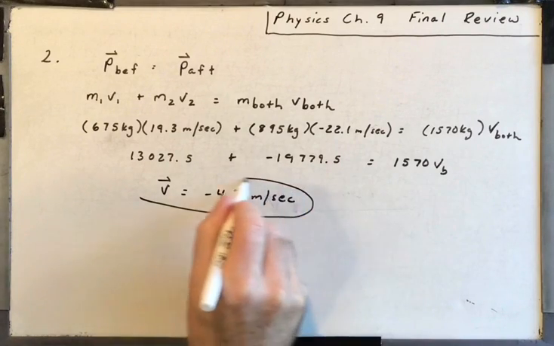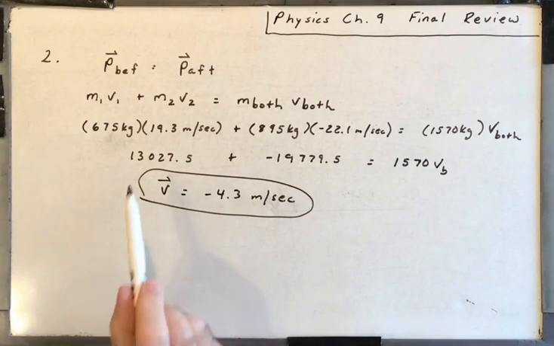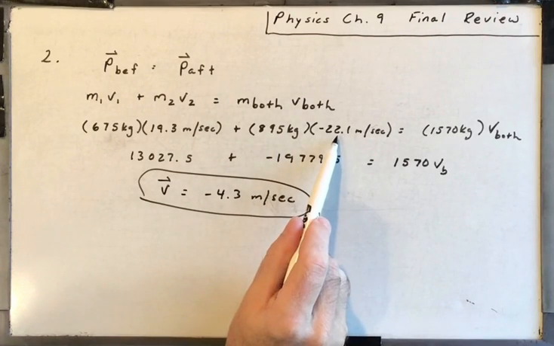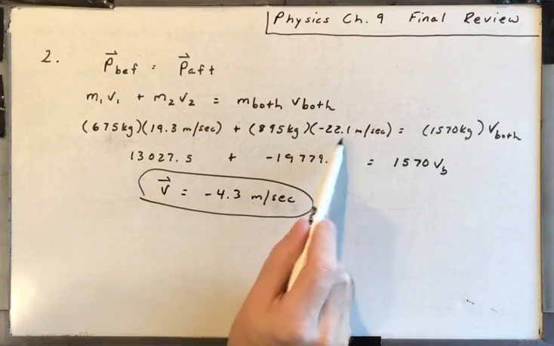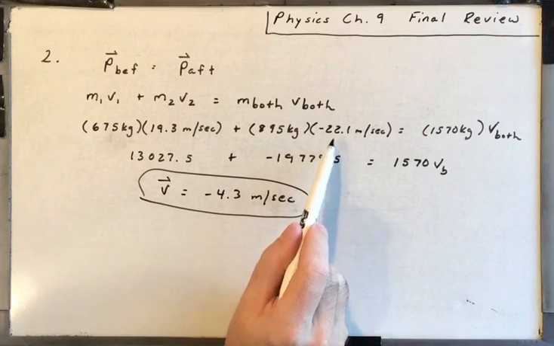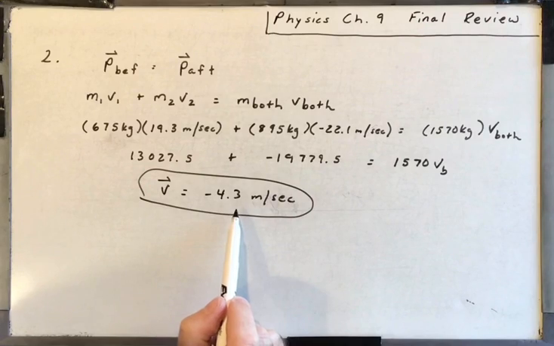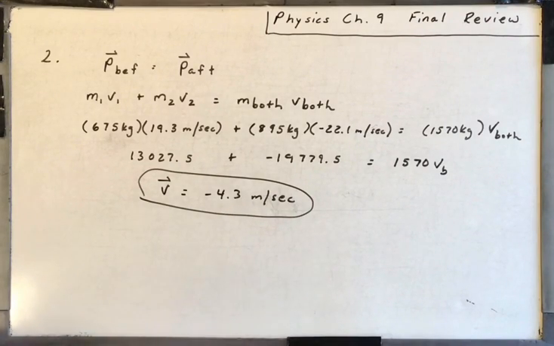Now, does it make sense that it's negative? Let's think about this. We have the heavier car going faster in the negative direction, so it's going to win the battle, and they're going to go a lot slower than they were, but still in the negative direction. So it does make sense to me. All right, so that is number 2.